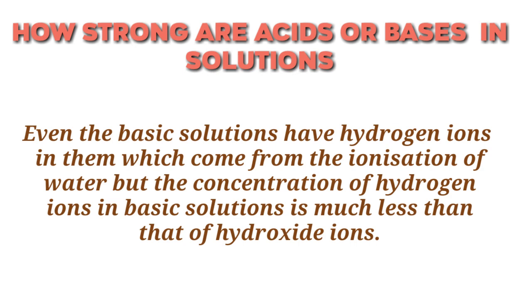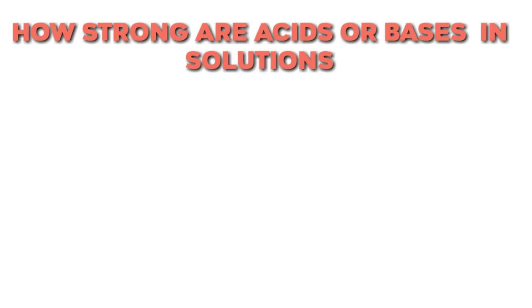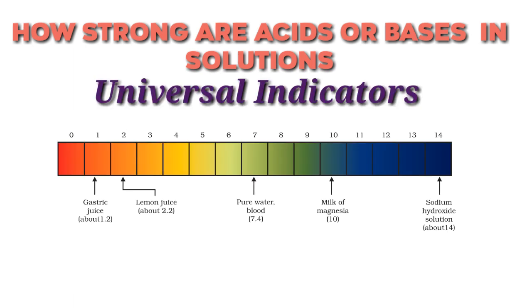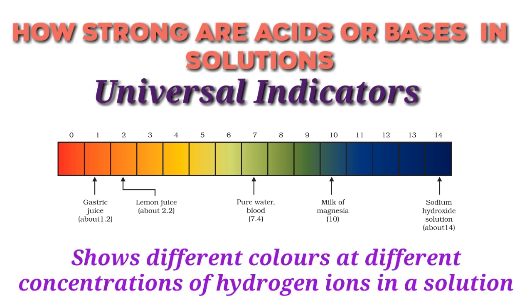We have already studied that acid-base indicators can be used to distinguish between an acid and a base. We know that dilution decreases the concentration of hydrogen ions and hydroxide ions in solutions. How can we find the amount of these ions in solutions? Or how can we find the strength of acid or base in solution? For this purpose, we use universal indicators, which are a mixture of several indicators. The universal indicator shows different colors at different concentrations of hydrogen ions in a solution.